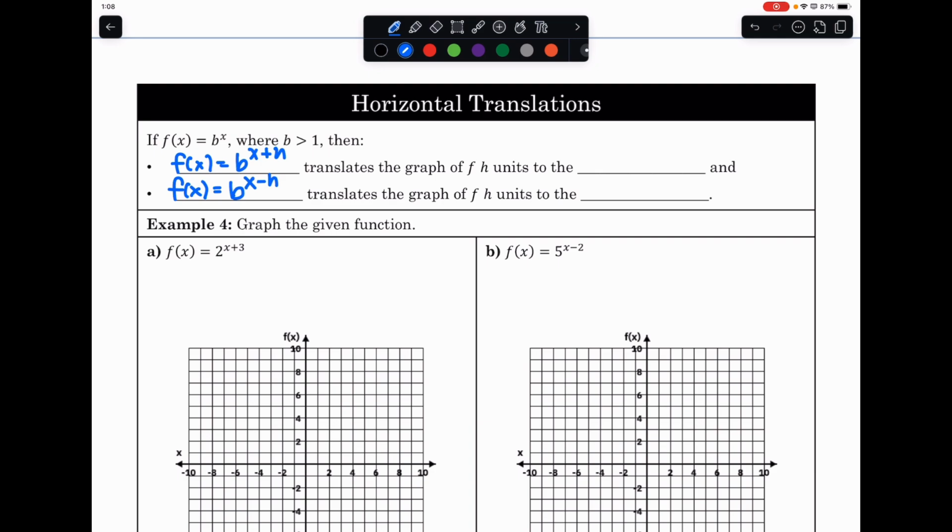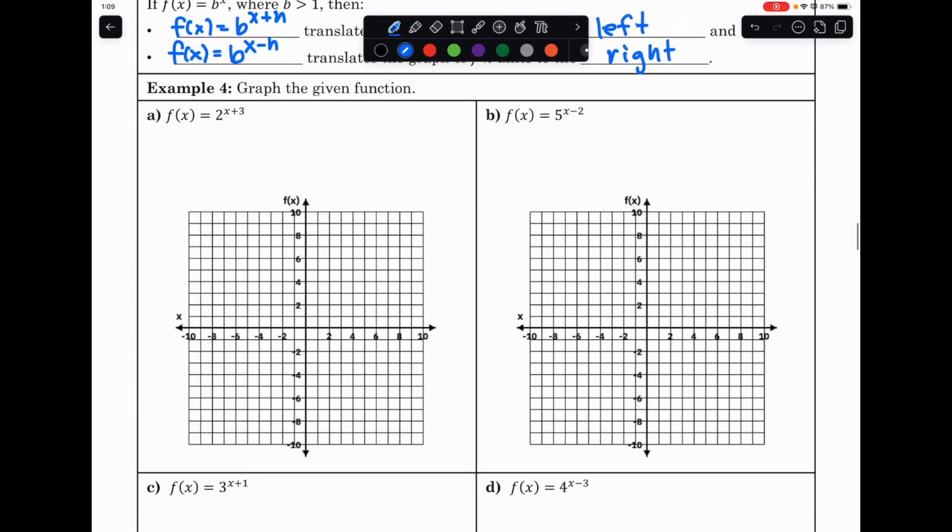If it's plus, the graph is going to move to the left, and if it's minus, the graph is going to move to the right. That is not a typo. That is exactly how it moves. Like in the unit that we talked about transformations, the same rule applies here. Any horizontal slide, the operation indicates the opposite direction. So plus is a negative direction and minus is a positive direction. So the opposite.